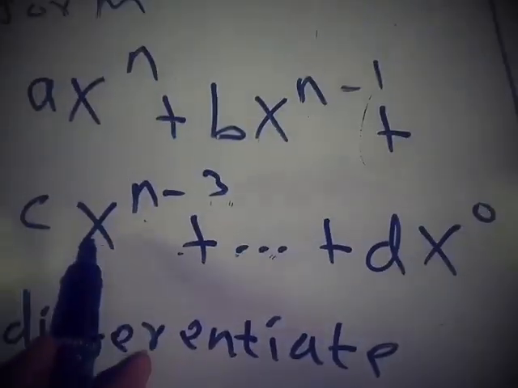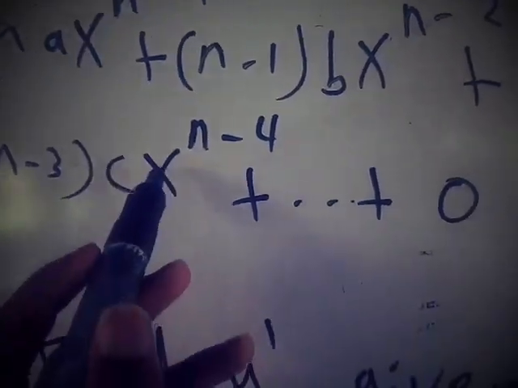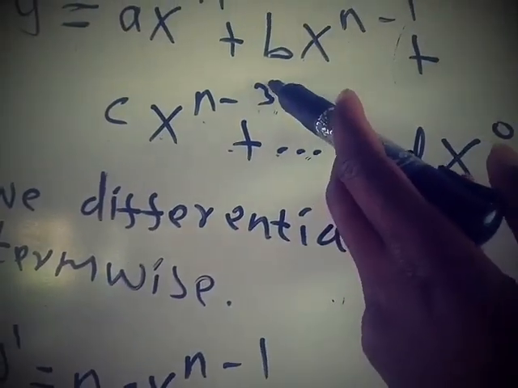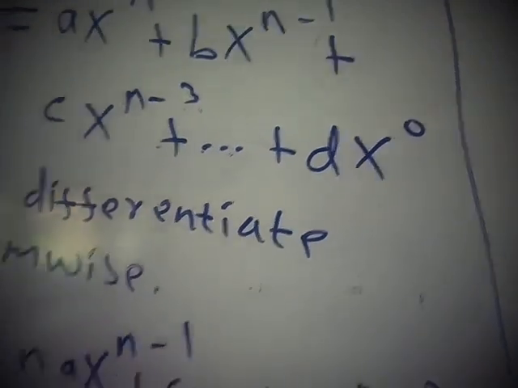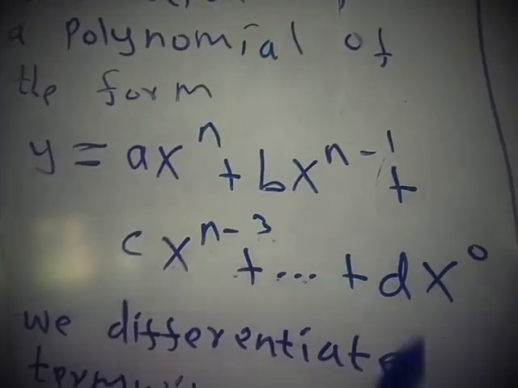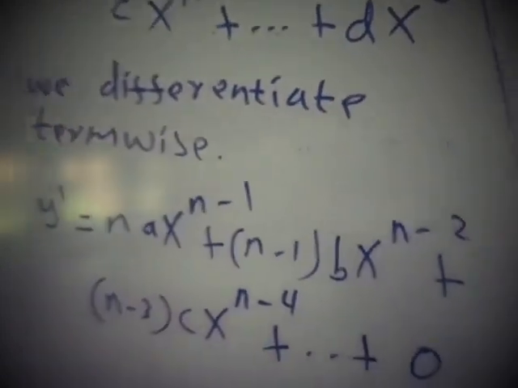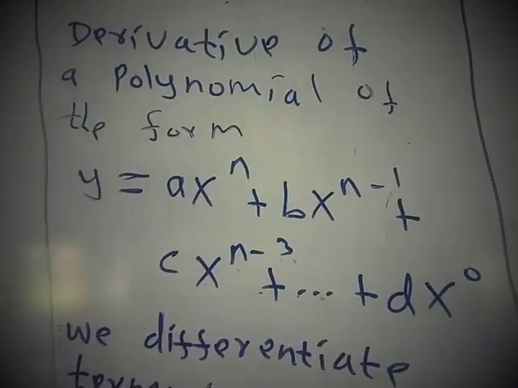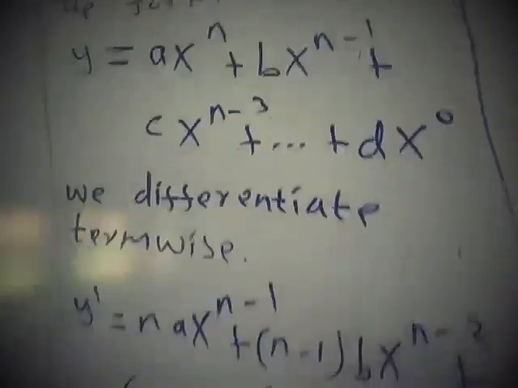Then you come to the third term here, which is n minus 2 multiplied by c, x power n minus 3. So you reduce this index by 1. When you differentiate the constant, the answer will give you 0. So when you are given a polynomial of this form, to get the derivative, differentiate term-wise. You differentiate every term independently, and you are going to get your result easily, as I have done it here for you.